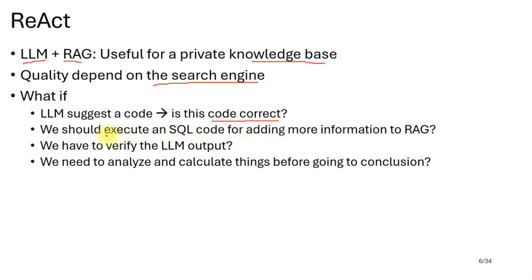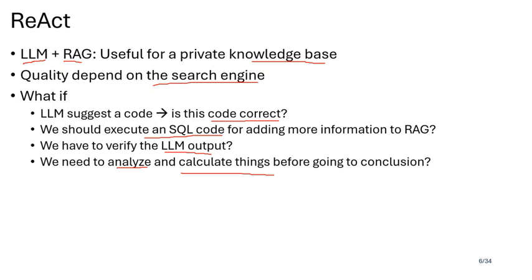Or when we do RAG, we should find data, but that data can only be obtained by executing SQL code, which means that word-based and vector-based search are useless right now. We should execute the SQL code. At that time, how can we do that? And if the LLM output suggests something, like, read this paper from Trong, how can we know that Trong really wrote this paper? Maybe the LLM just hallucinated the answer. Or before we come to a conclusion, we have to analyze or calculate things. This is what happens in the real world when we work with LLMs. So what can we do?